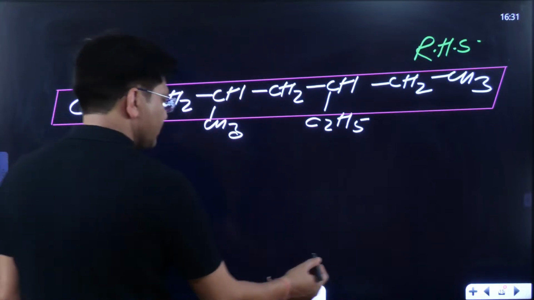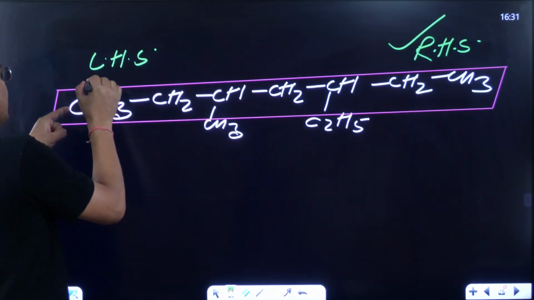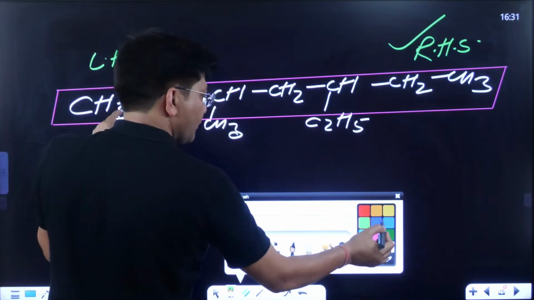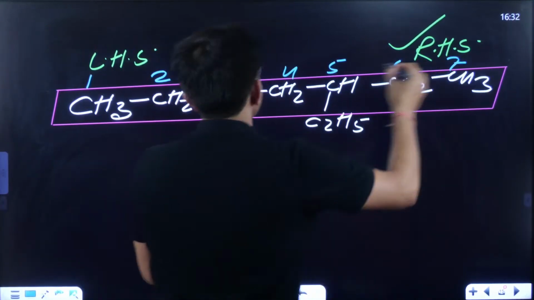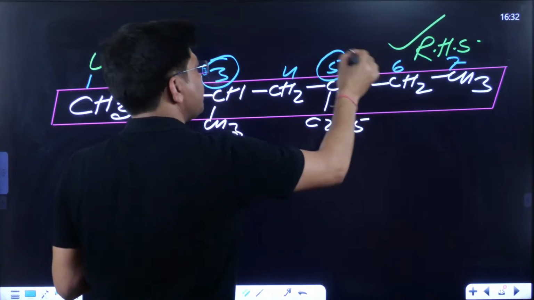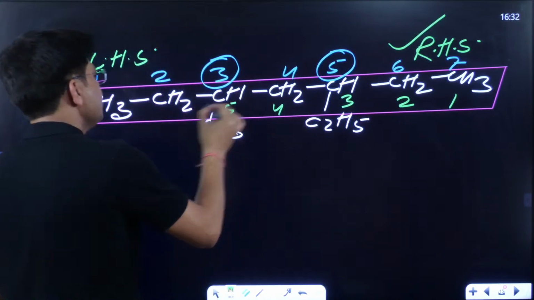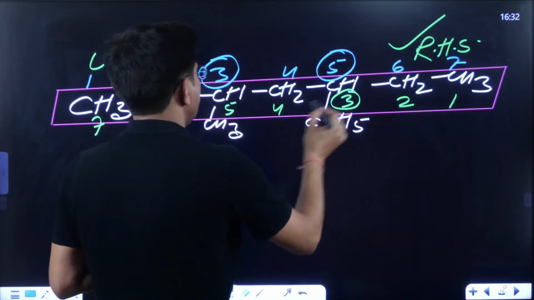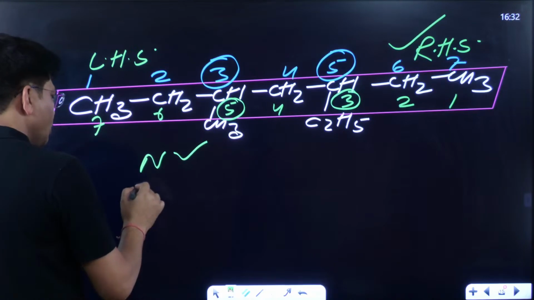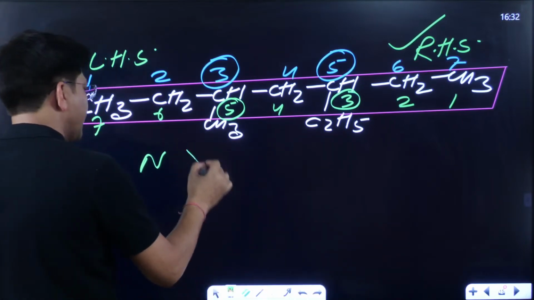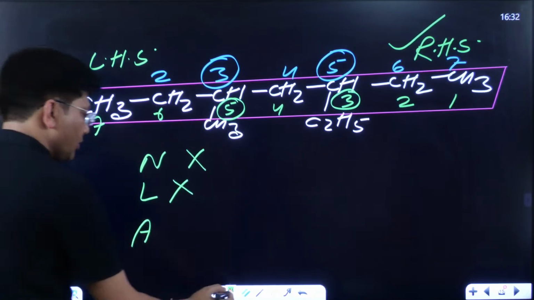Yes, see everyone, if I am doing numbering from this side, 1, 2, 3, 4, 5, 6, 7, this is coming at third, this is coming at fifth. And if I do the numbering from this side, 1, 2, 3, 4, 5, 6, 7, it is coming at 3 and 5. So numbering rule failed, locant rule failed. Both of them got failed. You have to apply alphabetical order.